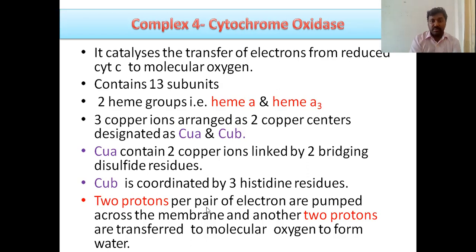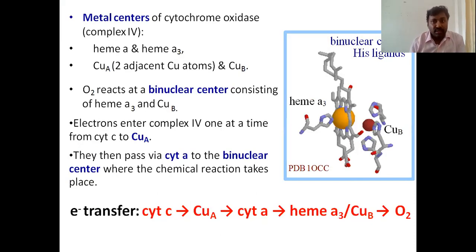So 2 protons per pair of electrons are pumped across the membrane, and another 2 protons are transferred to molecular oxygen to form water. Okay. Here the metal centers of cytochrome oxidase in complex 4 are heme A and heme A3. So this is the structure of the complex 4 enzyme.